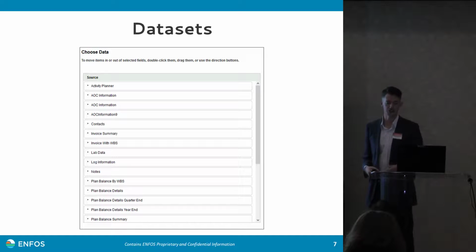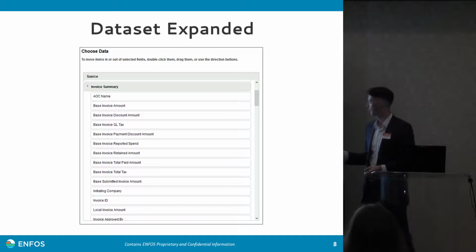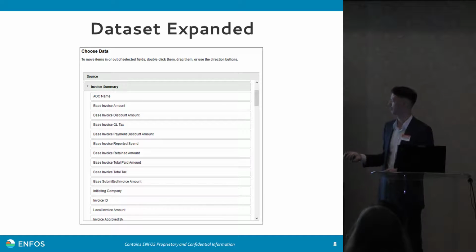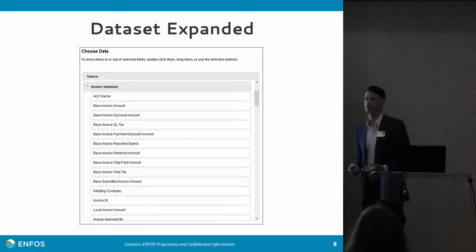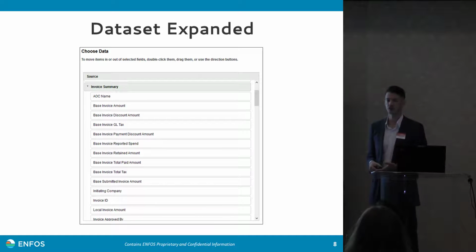Taking a look at just a single data set, I've got one open here for the invoice summary. So we've got all of these fields and measures within the invoice summary data set. So this is everything that you're going to see in an invoice in the base currency, the local currency, and if you're using third currency, you'll see transaction currency fields too.